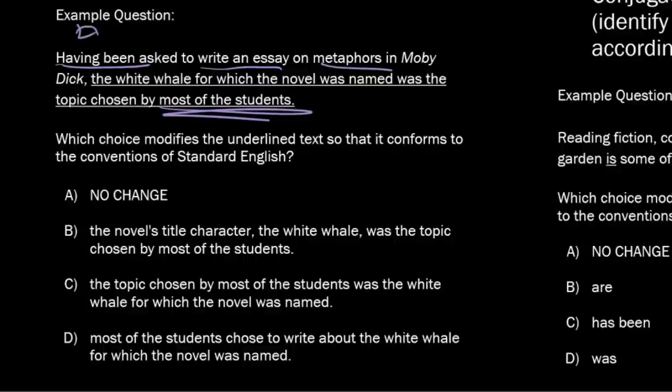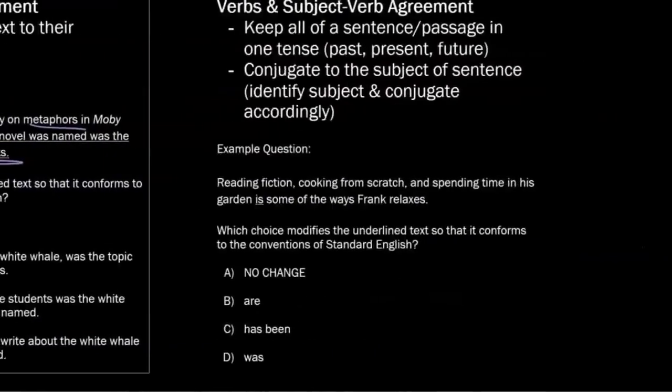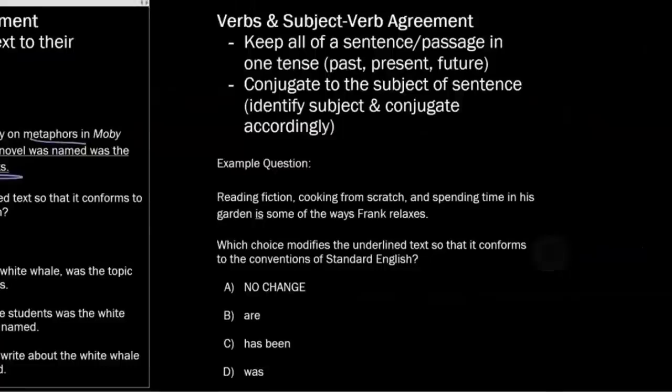Okay, so what's the answer? Well, this is our modifier. This first sentence is almost always the modifier. What's our subject? The students. Students must go right next to it, must go right here, and our answer is D.